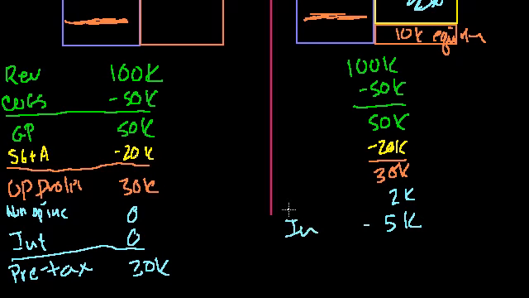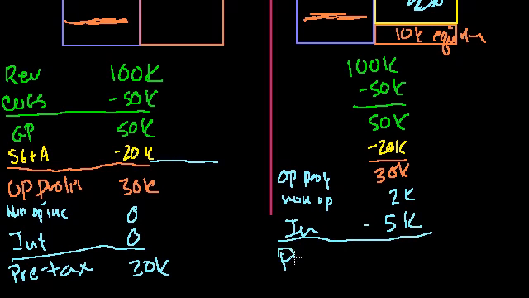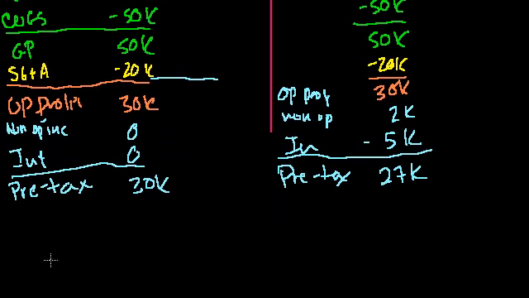Let me write that. This is interest. This was non-op income. This was operating profit. Just so you see, you just have to carry the lines over. And so his pre-tax income is now 30 plus 2 minus 5 is 27K. They both pay 30% in taxes. And so this guy is paying $9,000.